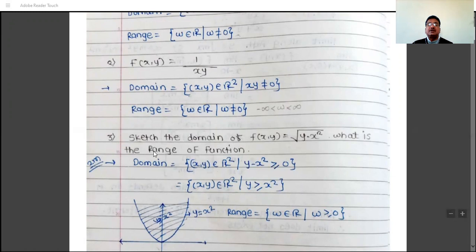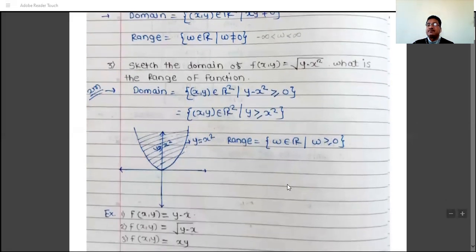If y − x² is a negative quantity, then its root is a complex number, and complex numbers are not part of the range. So the domain is (x,y) belonging to R², such that y − x² is greater than or equal to 0, that is, (x,y) belonging to R², such that y − x² ≥ 0, which means y is greater than or equal to x².